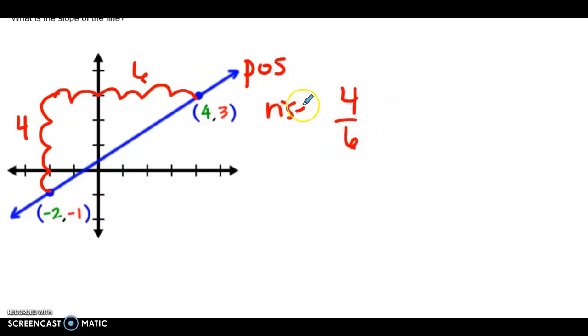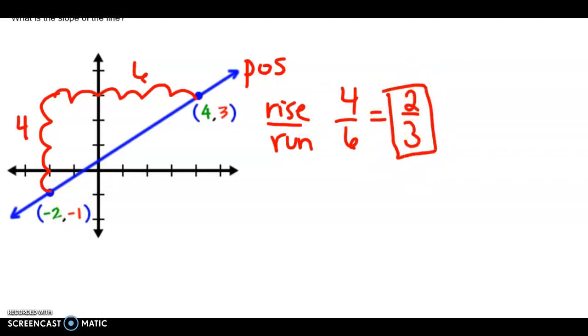I should write that out. Rise over run. And we're going to reduce that. So I'm going to put that in the calculator or reduce it by brain. I'm going to divide each by 2. And my slope in this case is 2 over 3.